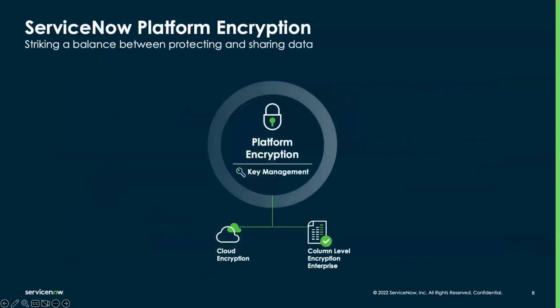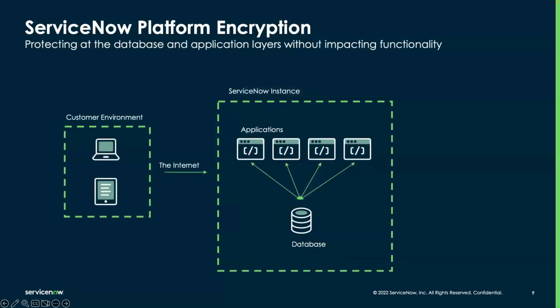So now let's talk about platform encryption. The platform encryption addresses the key customer need of balancing how customers protect and share data in the cloud by ensuring ServiceNow data is encrypted at rest with only authorized users who can access it. It consists of 2 encryption products, Cloud Encryption and Column Level Encryption Enterprise, or we call it CLE Enterprise. Let's look at some of the underlying fundamentals to understand the customer value and differentiators for the platform encryption.